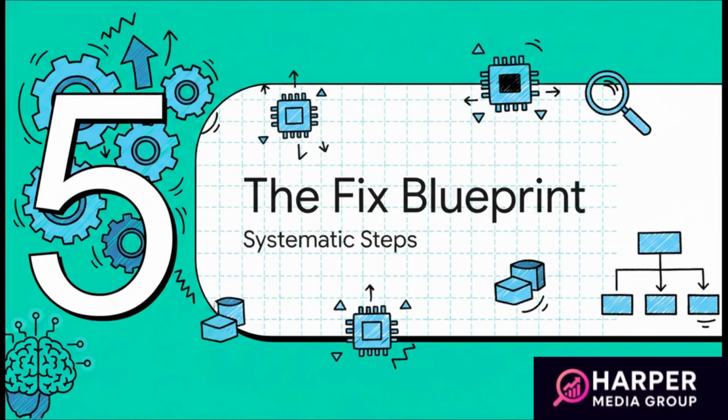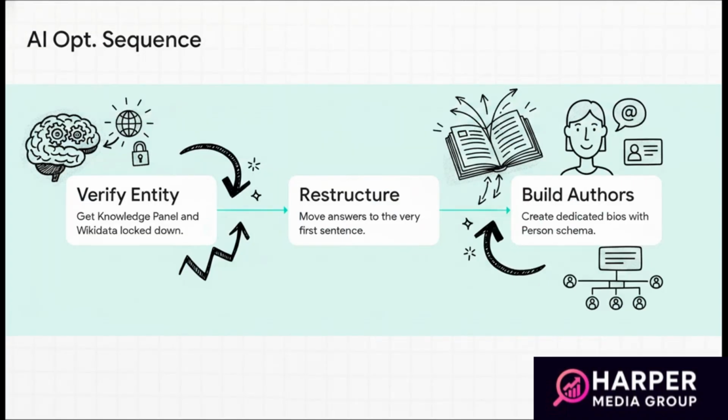Finally, Section 5, the Fix Blueprint. Let's pull this entire explainer together into a totally clear blueprint so you can get right to work. Here is your master sequence to audit tomorrow morning. Step 1, verify the entity. Get that knowledge panel and Wikidata entry entirely locked down. Step 2, restructure priority content. Go to your highest value pages and literally move the answers to the very first sentence. Step 3, build author entities. Create dedicated author bios completely decked out with rich person schema. You must execute these in exactly this order.